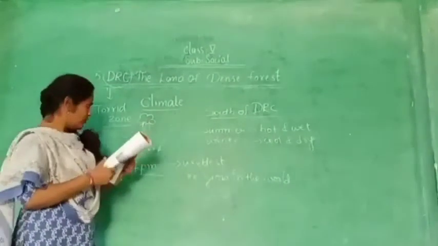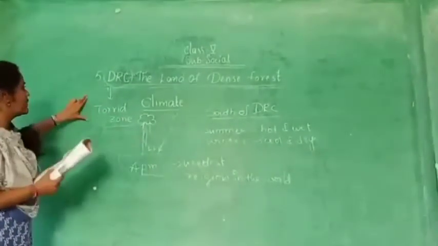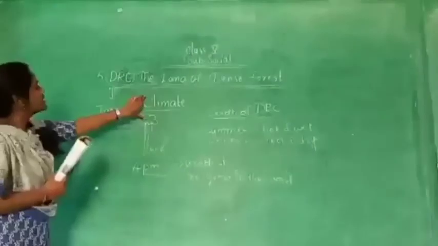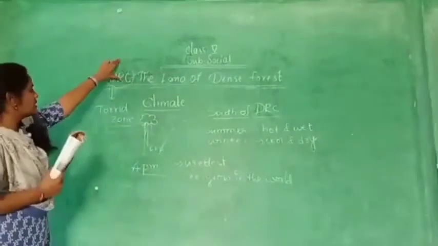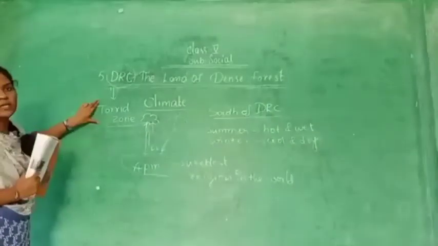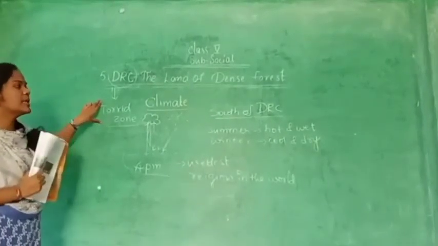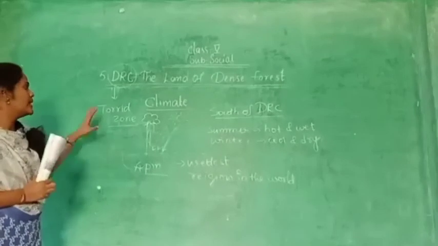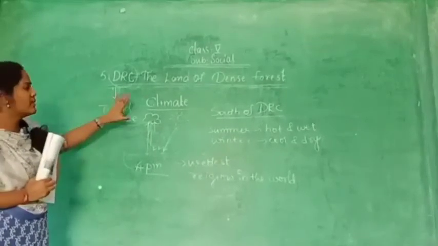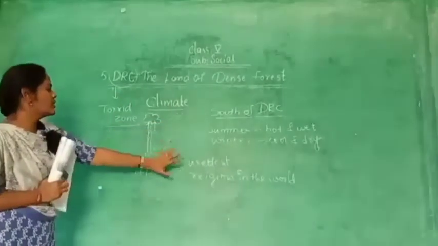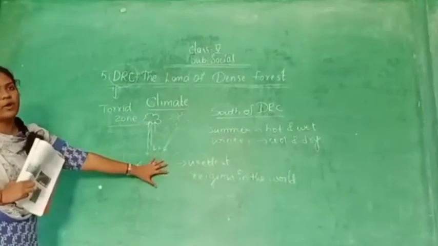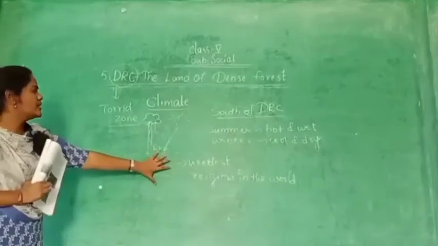Okay. So what did we discuss now? This climate we are discussing now. See, this DRC is situated in the torrid zone. That is nothing but it is nearer to the equator. If it is nearer to the equator, what will happen? It will receive extreme heat from the sun. Due to that, the water will evaporate fast and the humidity will be high.